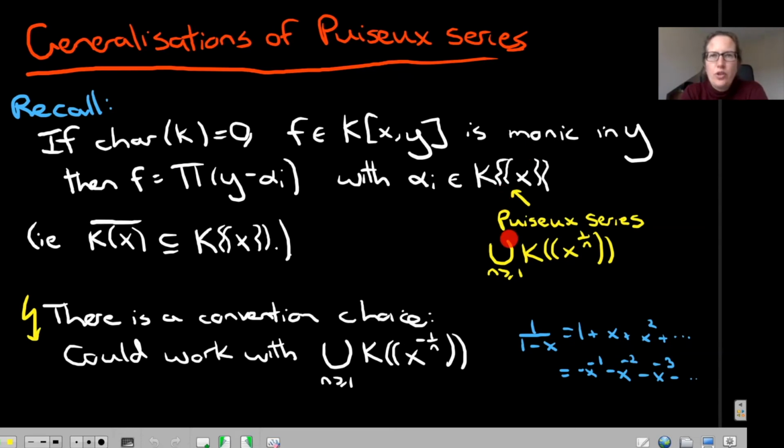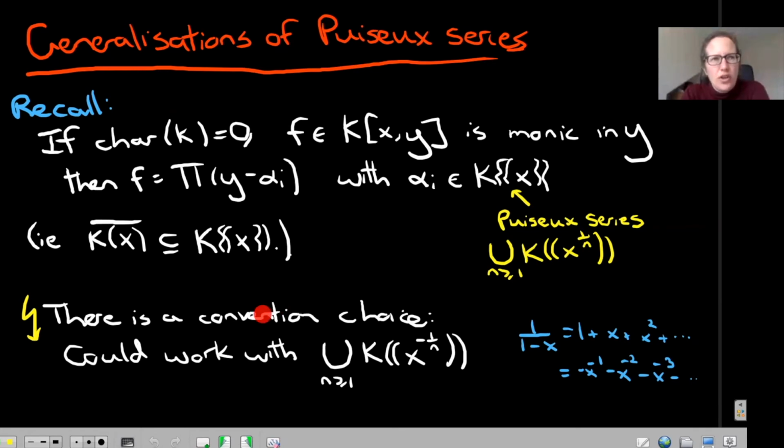So Puiseux series, again, are the union of Laurent series in x to the 1 over n. So you think of them as Laurent series with fractional exponents where you always have a common denominator. Okay, so any given series has a common denominator, but maybe the common denominator for one is 100 and the one for another one is 1,000,000.